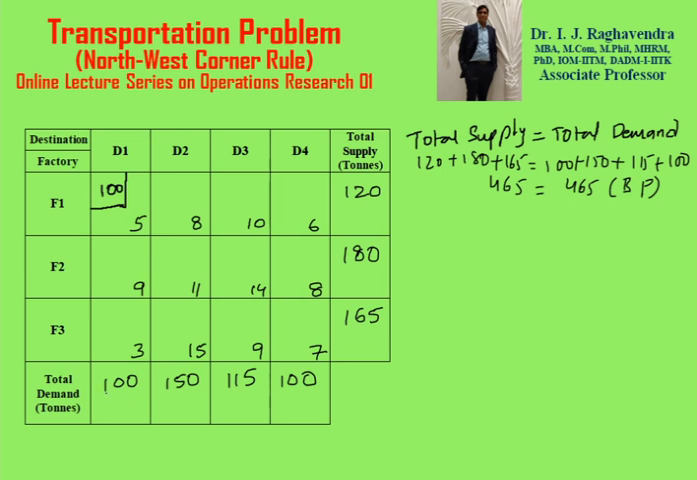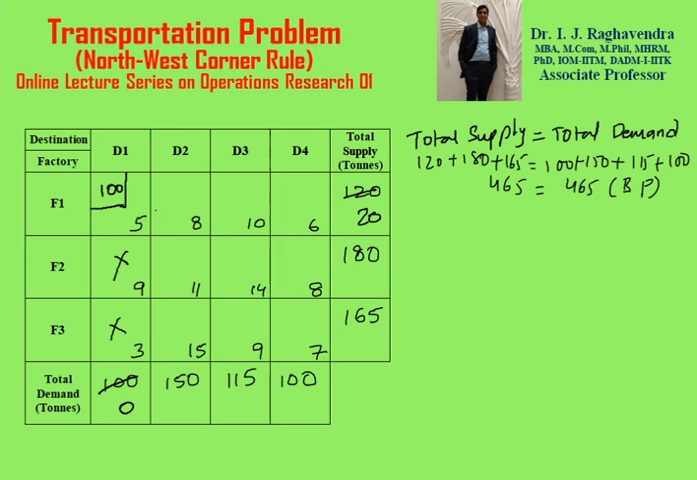If I supply 100 to D1, there is no more demand for D1. So it will become 0 and F1 supply will reduce to 20. D1 total demand becomes 0, that means there is no more demand for D1. So it is not possible for F2 and F3 to supply to D1. For that purpose, we do not consider these cells for the next level of calculation. And now the matrix is reduced to 3 rows and 3 columns.